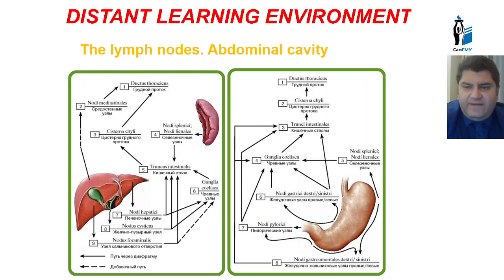From the stomach, at the right picture, you may see that lymph passes to gastric nodes, dexter and sinistri, and also gastroamentalis nodes, dexter and sinistri. From gastroamentalis nodes, it passes to the intestinal trunk and splenialis or lienalis nodes, but from gastrical, dexter and sinister, right and left, lymph passes to celiac ganglion or celiac nodes, and next it passes to the thoracic duct.